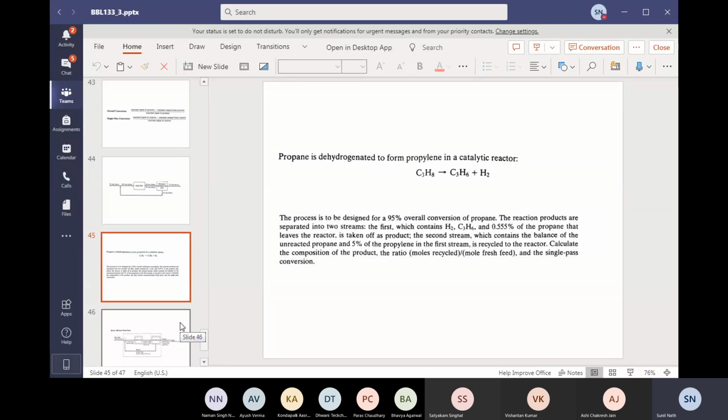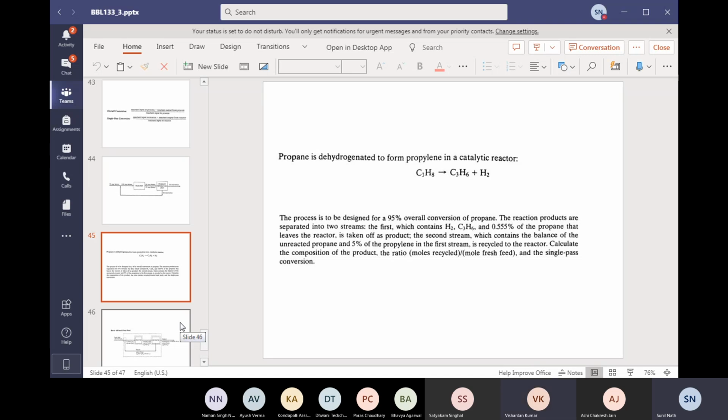So if you take 100 moles per unit time of C3H8 in the fresh feed, what you have to find out is, you don't know pretty much anything about the recycle stream. Nothing is given to you. You have some information, but you'll have to choose symbols for those variables. So you have some Q recycle for the total recycle stream, and that plus 100 will be the input feed to the reactor.